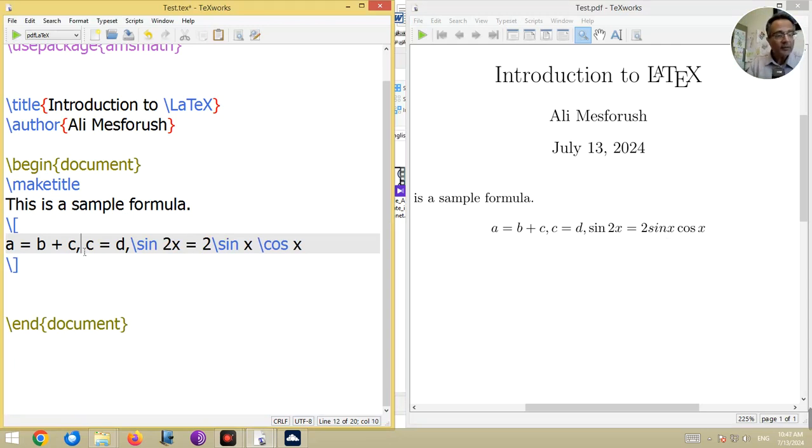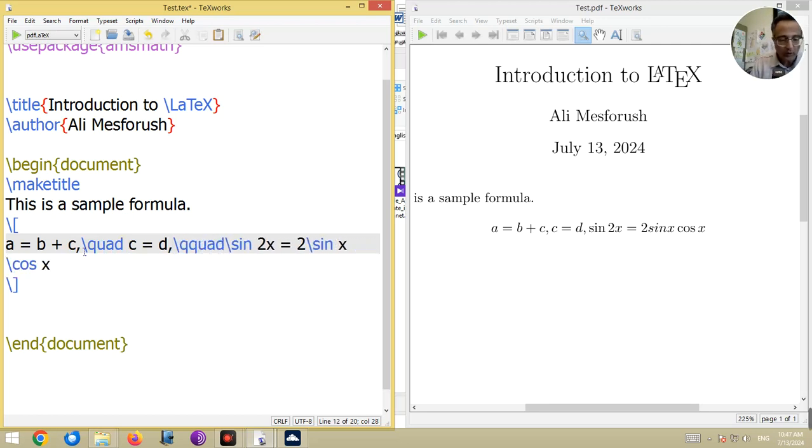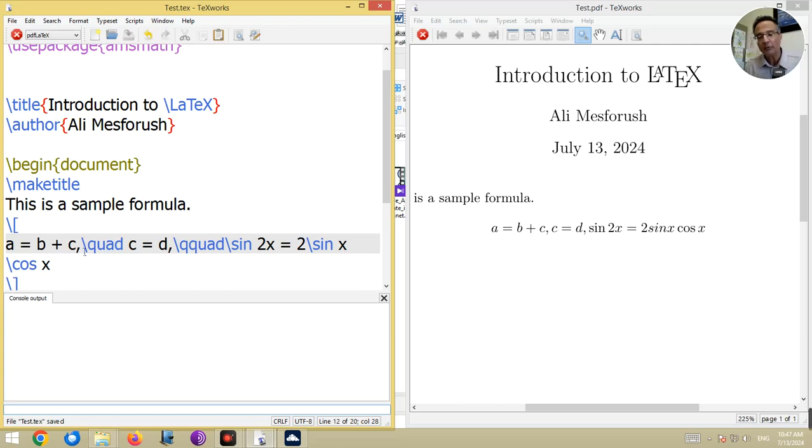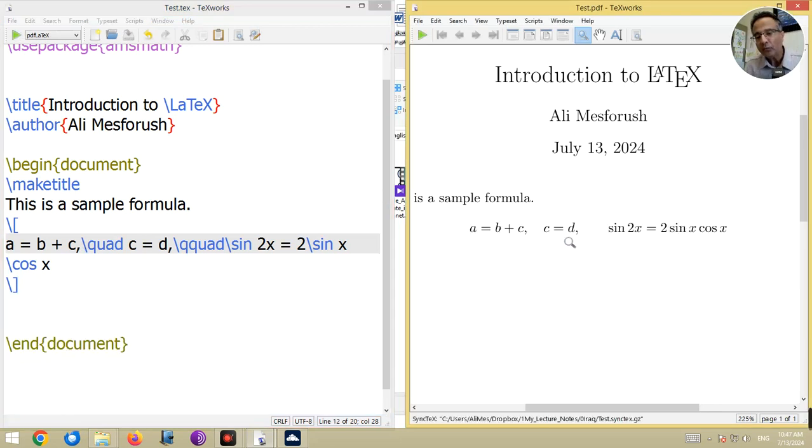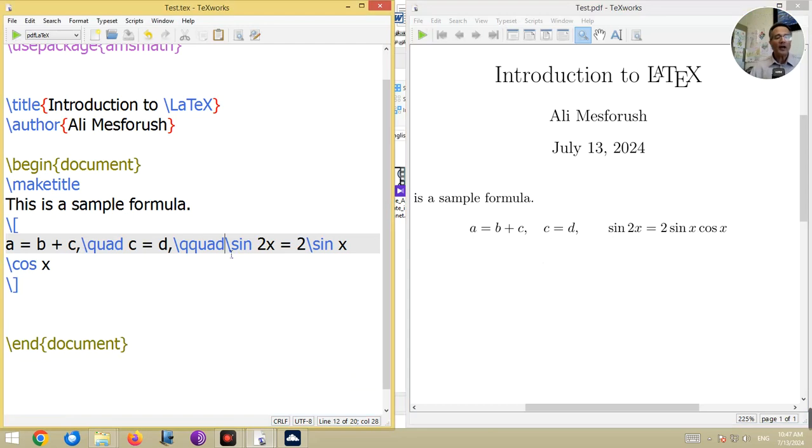Now let me increase the distance between the two formulas. If you want a long distance, you can use backslash quad here. Or if you want more distance, backslash qquad here. And if you run the file, you can find out that the distance will appear. This space is a quad, and this space is a double quad, qquad, okay? But if I need a space less than a quad, it is possible.